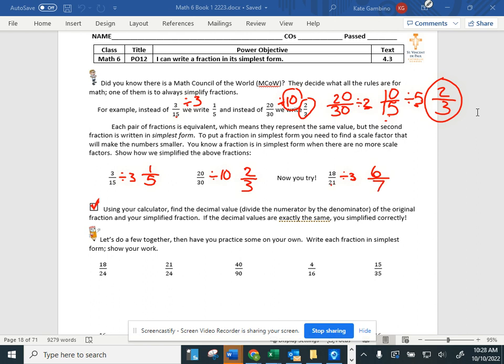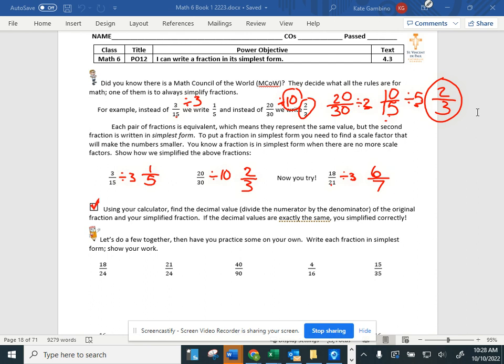Is there another factor that both 6 and 7 share? No, just a 1. Dividing anything by 1, it's the same number. So we don't have to factor out a 1. So 6/7 is as small as we can go. So that scale factor 3 is the biggest factor to divide out.